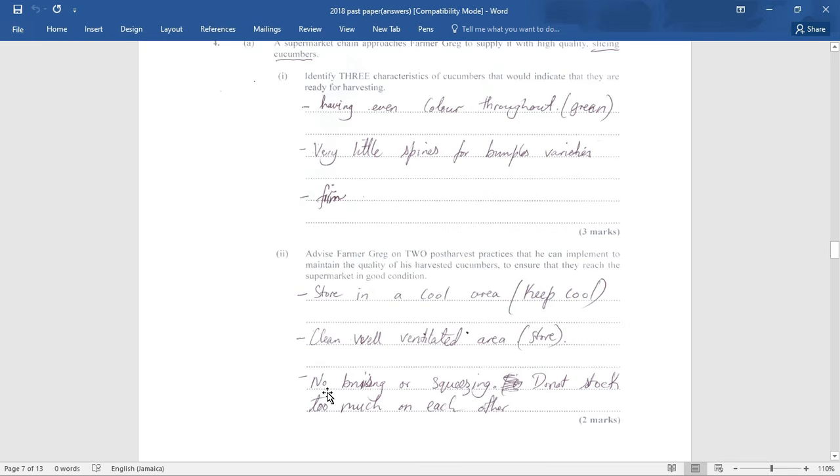And the third point, no bruising or squeezing. So what they could do is that they do not stack too much on each other. You don't want to pack up too many cucumbers on each other, because those at the top will squeeze those at the bottom. Alright, so you have to take precaution in how he packs the cucumbers and how we transport them as well.